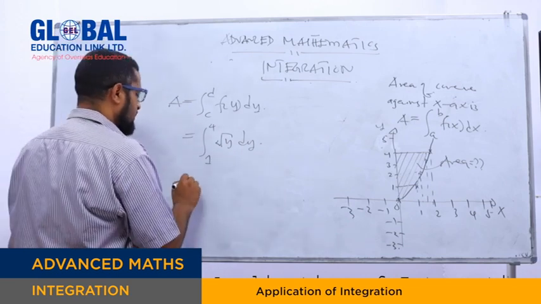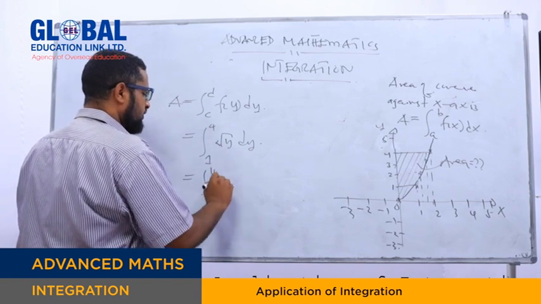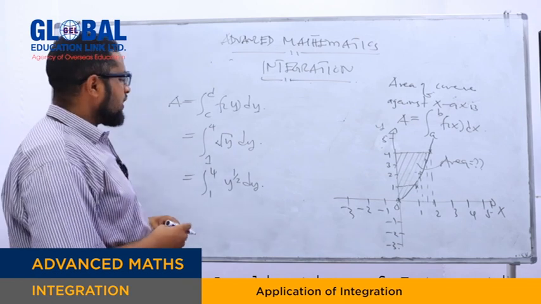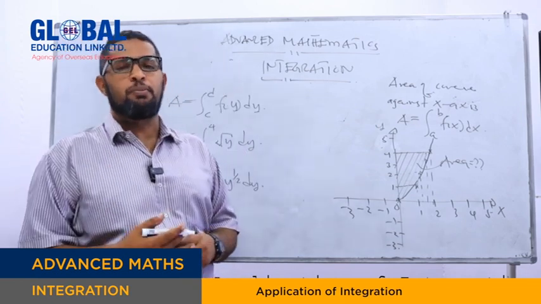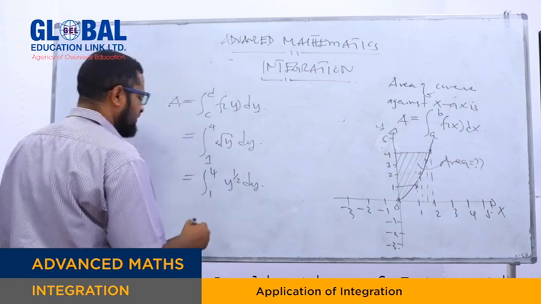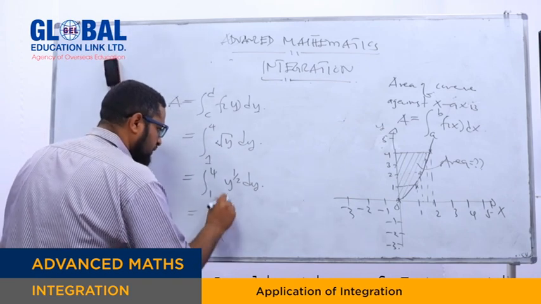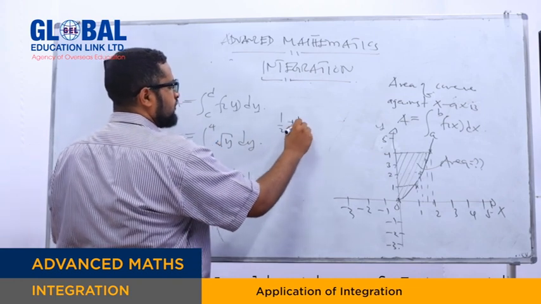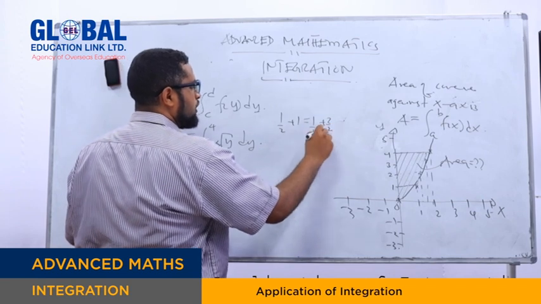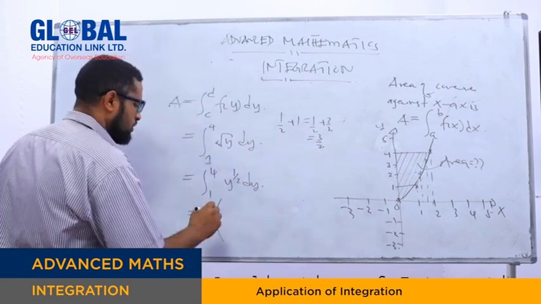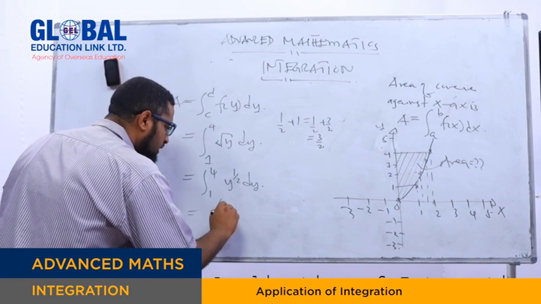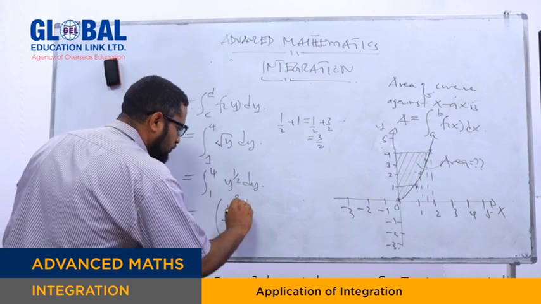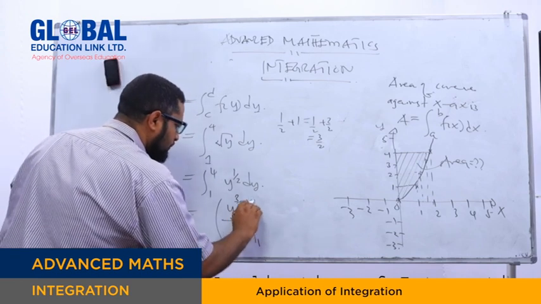If you integrate, it's the same as writing the integral from 1 to 4 of y power 1 over 2 dy. Remember, when you're integrating a function, the power is always increasing by 1. So if we integrate, here will be 1 over 2 plus 1, the same as writing 1 over 2 plus 2 over 2, which is 3 over 2. So it is y to the power of 3 over 2, again, over 3 over 2. This is from 1 up to 4.